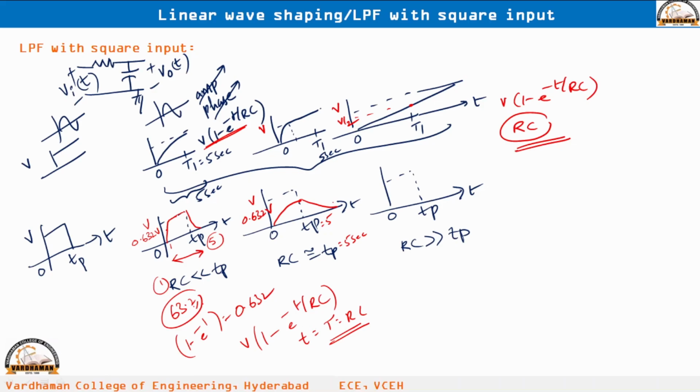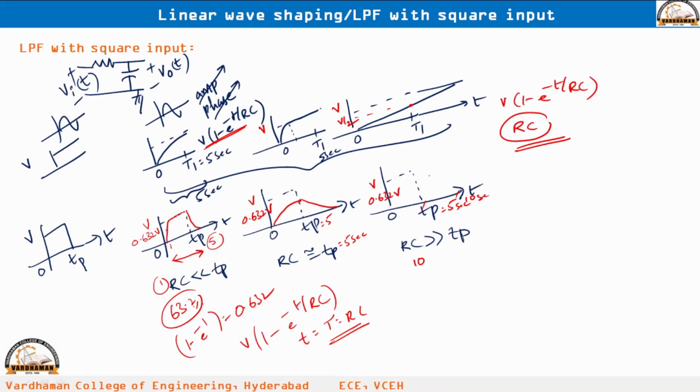Okay. Now, coming to the next case, RC is much larger than 5 seconds. For example, RC is equal to 5, TP is equal to 5 seconds we have taken. RC is larger than TP means we can take 10 seconds. So, 10 seconds is required for the output to charge up to 0.632 V only. In the first case just 1 second is enough to charge up to 0.632 V. In the second case 5 seconds is required, and in the third case 10 seconds is required. RC is larger we have taken, so 10 seconds is required to charge up to 0.632 V.